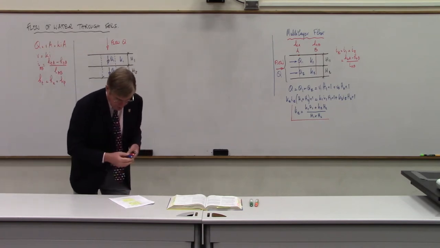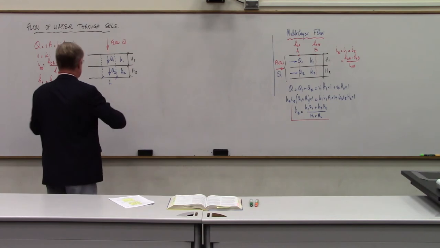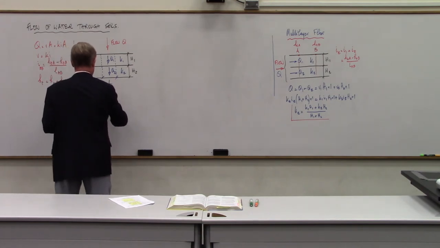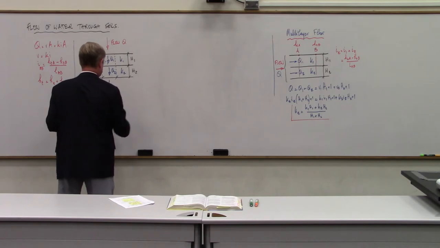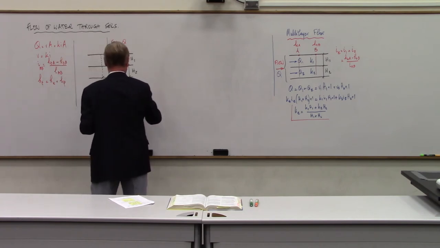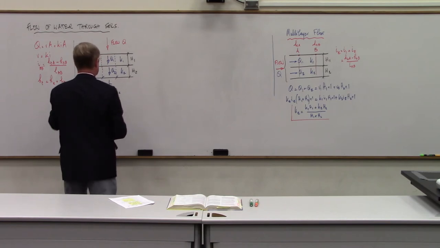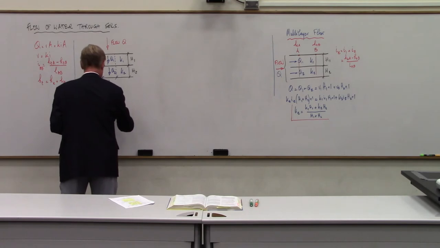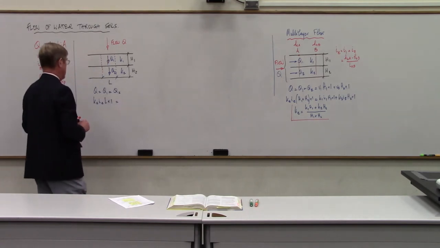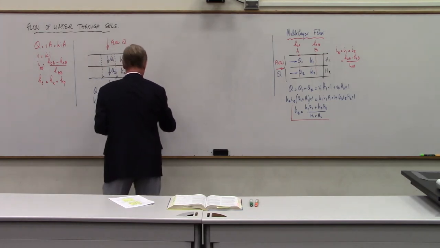So if we write the equations, then we start by saying that Q is equal to Q1 is equal to Q2. So that means that K equivalent times I equivalent times A, L times 1, is equal to Q1, K1, I1, L times 1, plus K2, I2, times L times 1.